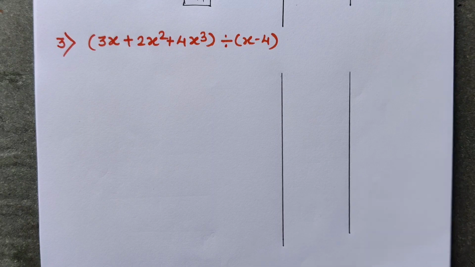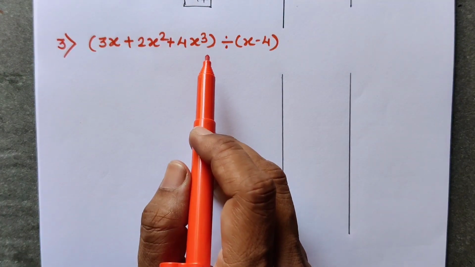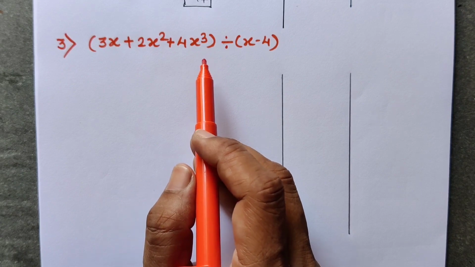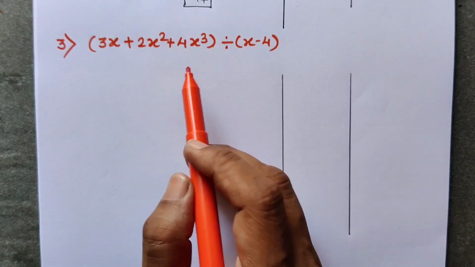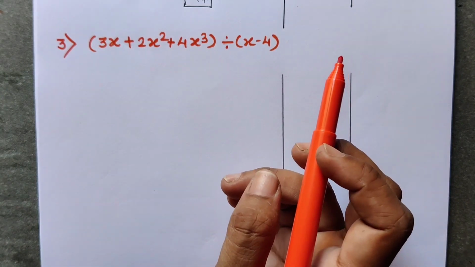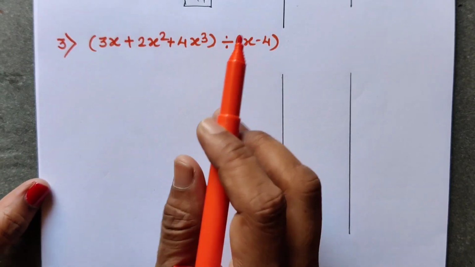Third sum: 3x plus 2x square plus 4x raised to 3, divided by x minus 4. Now as we all can see here, it is not in the proper order. Always see that the term which has the greatest index should be the first term, then smaller, and the last one should be the smallest index term.